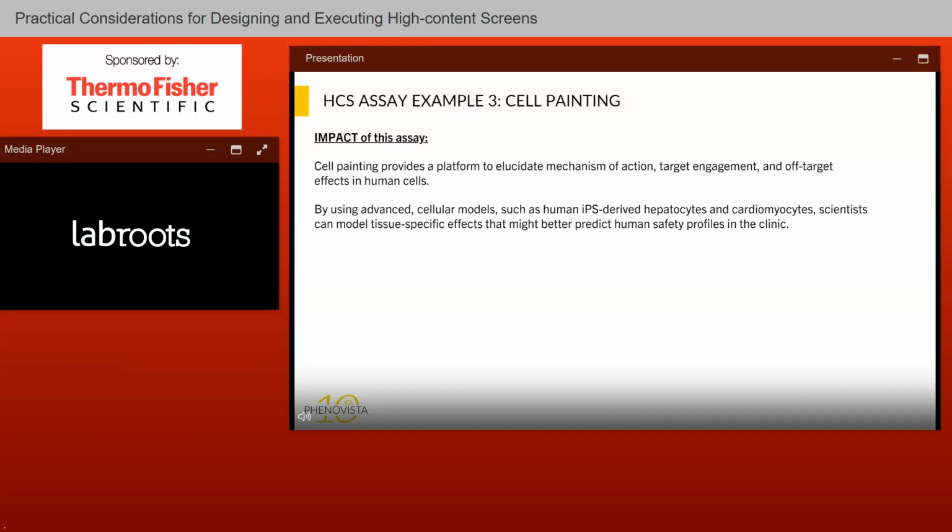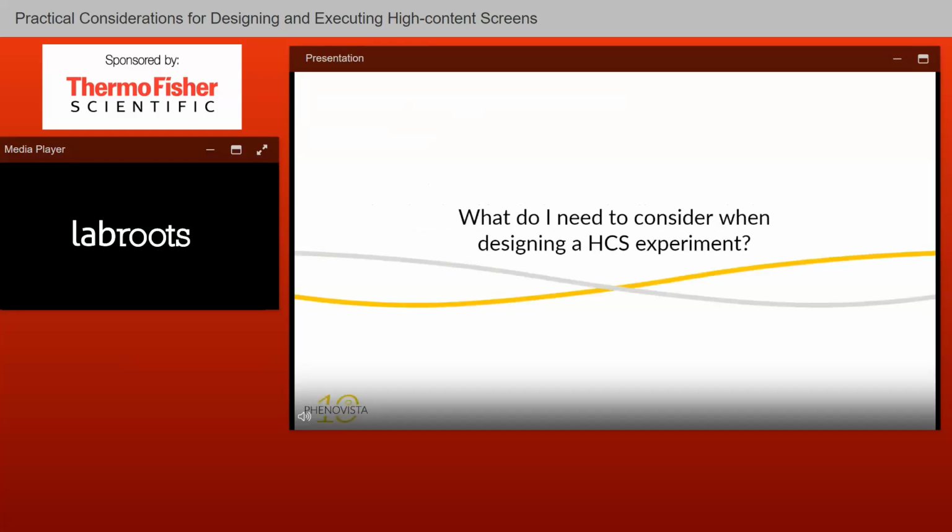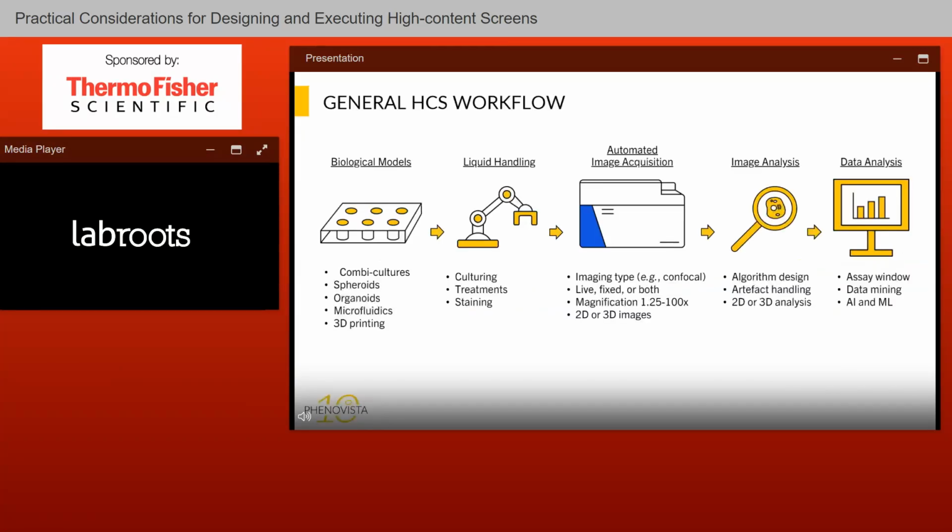So finally, got a couple minutes here just to go through some examples of things to consider when designing an HCS experiment. So this again, as a refresher, is the workflow going left to right from the biology through the automated image acquisition, analysis, and data analysis.